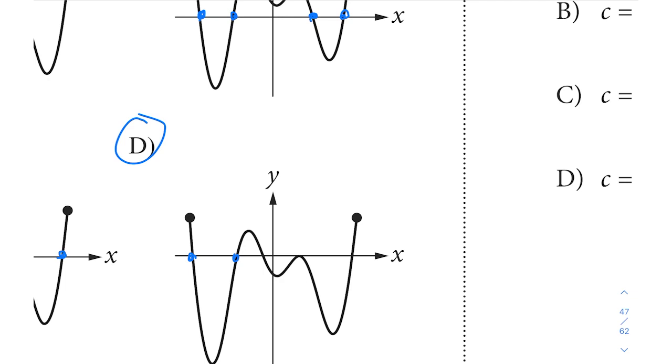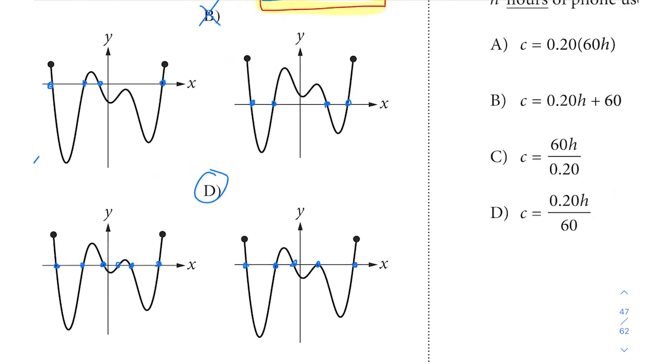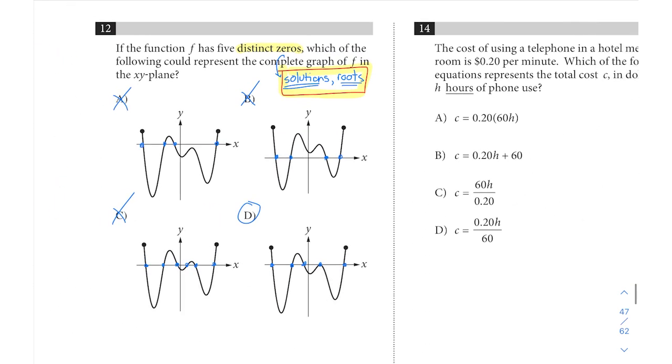Not it. We already know it's answer choice D, but let's go ahead and count them. 1, 2, 3, 4, 5 distinct zeros. So again, for question 12, it's not really asking you to do anything calculation-wise, but they do want to make sure you understand the terminology here.